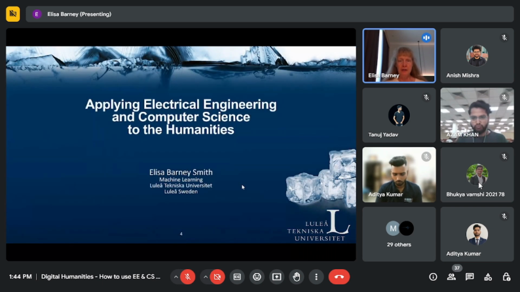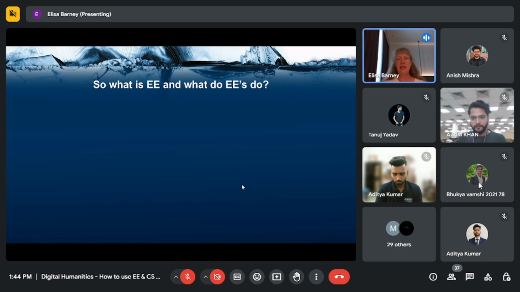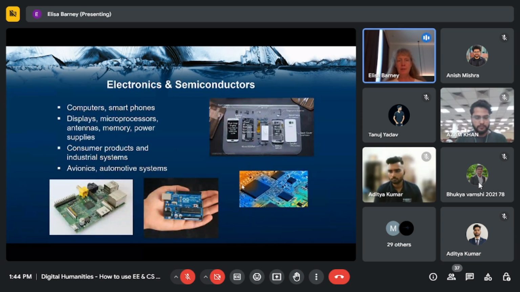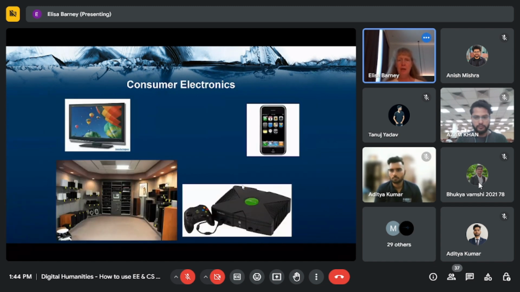And just move on to there. So what is it that EEs do? What is electrical engineering? If you're in IEEE, you're probably familiar that electrical engineering includes working with electronics and semiconductors, either developing them or using them. There's production of them. And then we can use those and we can build consumer electronics, both hardware and software.